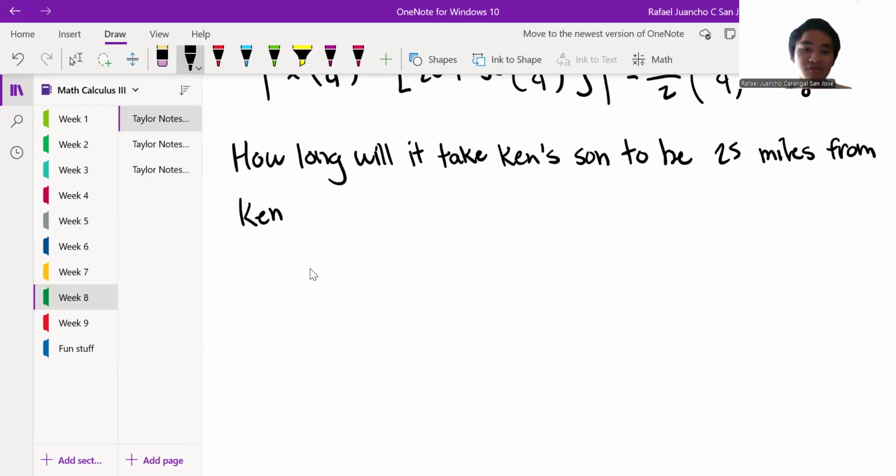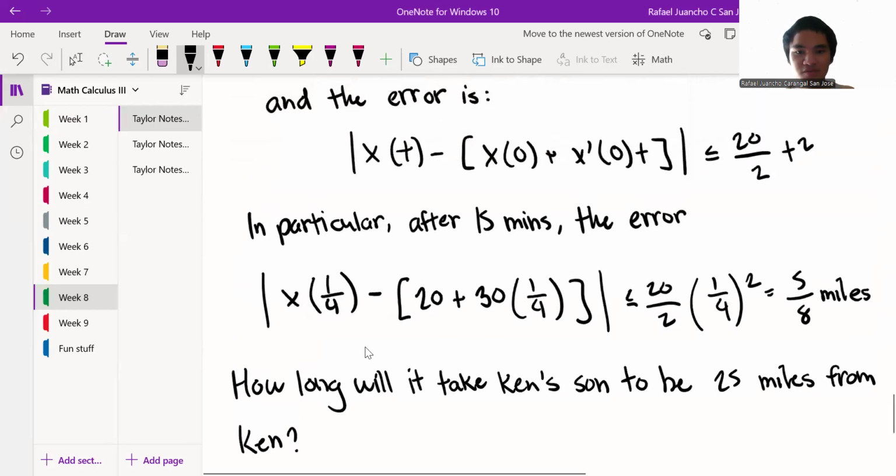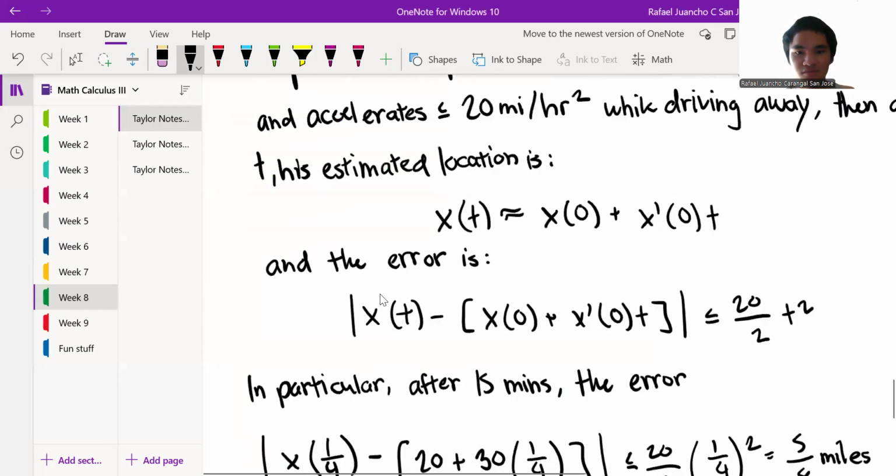I would just answer this with algebra, honestly. So here we want to replace the complicated and unknown function with the linear approximation to answer this question, right? Cool. So we want to do this.